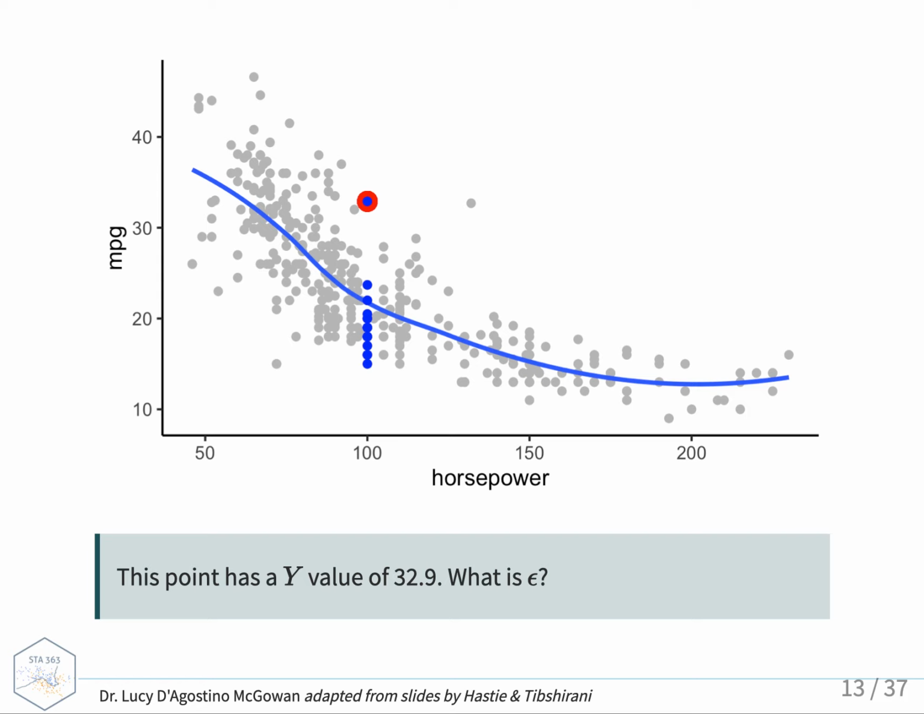So this point here at the top has a y value of 32.9. What do you think the error is there, the epsilon for that given point? You would take that y, 32.9, and subtract what we would get with f of x, that 19.6, and you end up with 13.3. And so that's the error for that point. Sometimes we call this a residual.